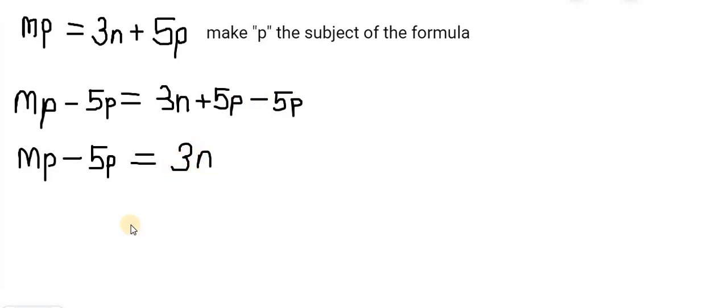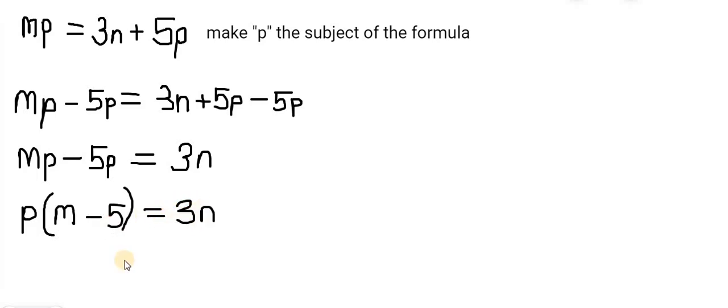Now, our goal is to make P the subject of the formula, and everything that has P, we have it all together on the left. But we don't want 2 P's, we want 1 P. So I factorize P out from both elements on the left that have P. And so in the bracket, P comes out, and I have M for this element left in the bracket, and for this element, I have minus 5, equal to 3n.